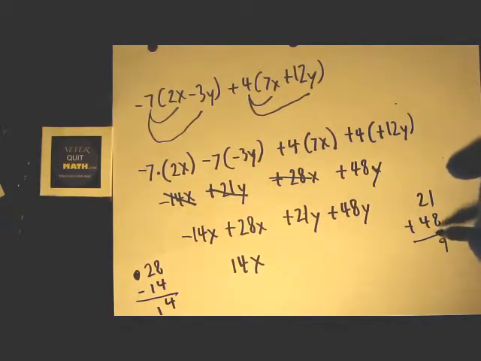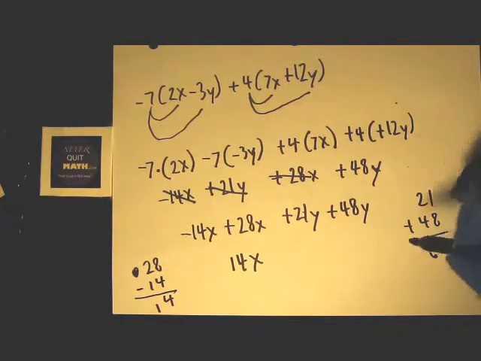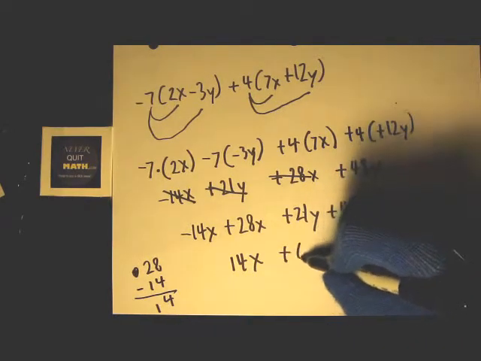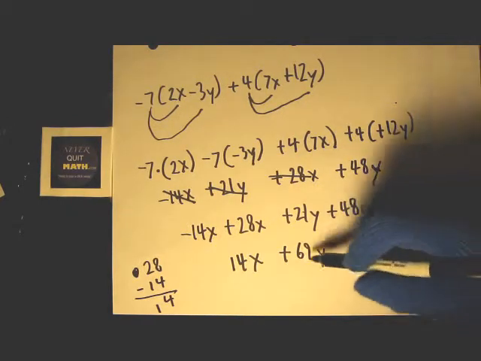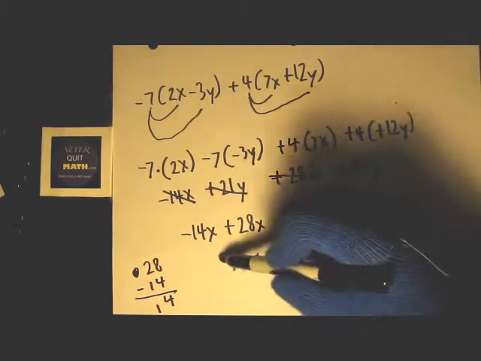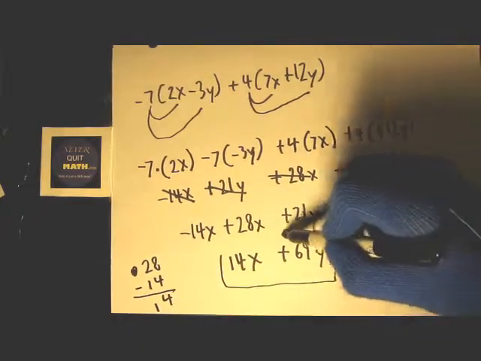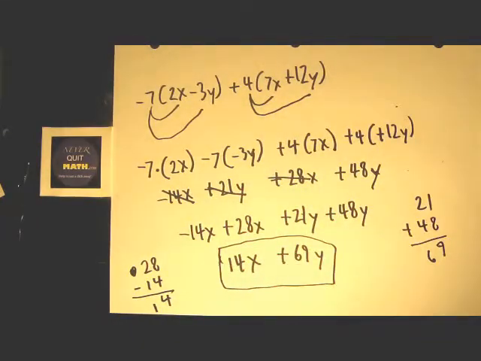8 and 1 is 9. 2 and 4 is 6. 69. So it's going to be plus 69y. Straightforward. Follow the steps. That's the distributive property. There you go. 14x plus 69y. Got it?